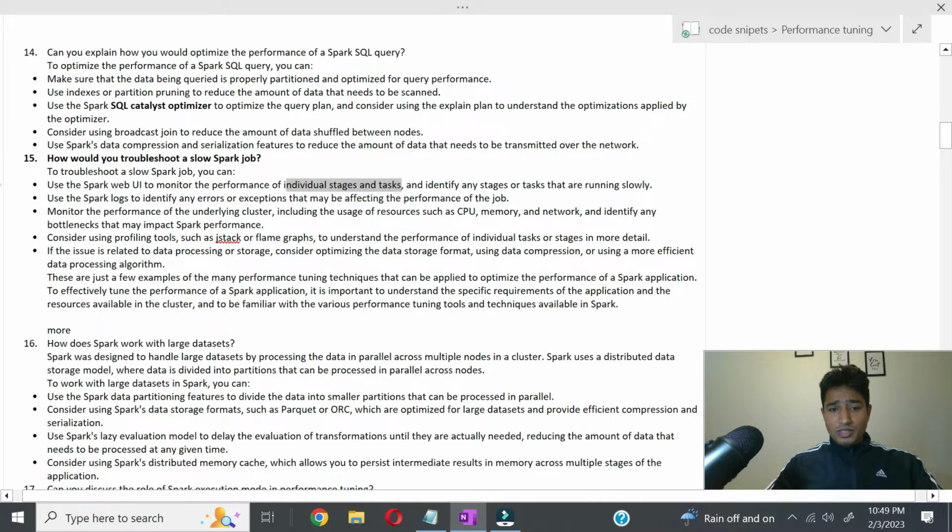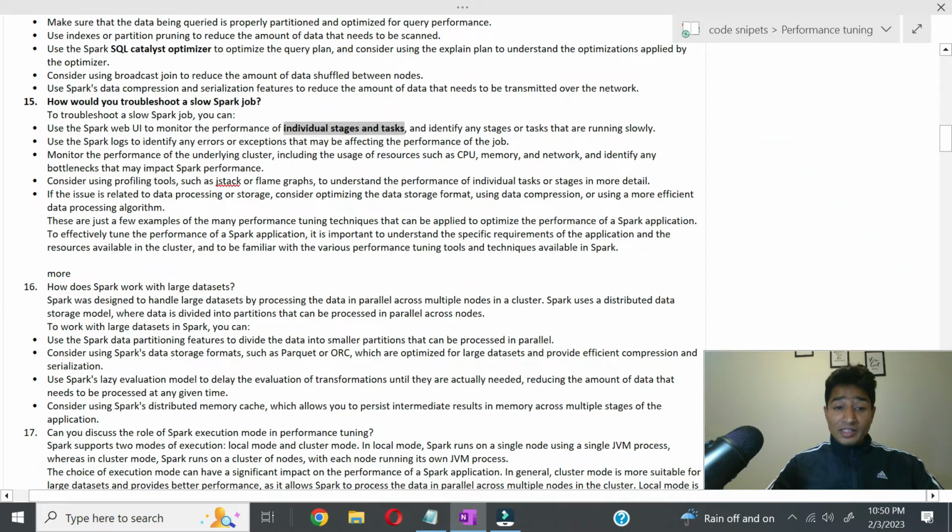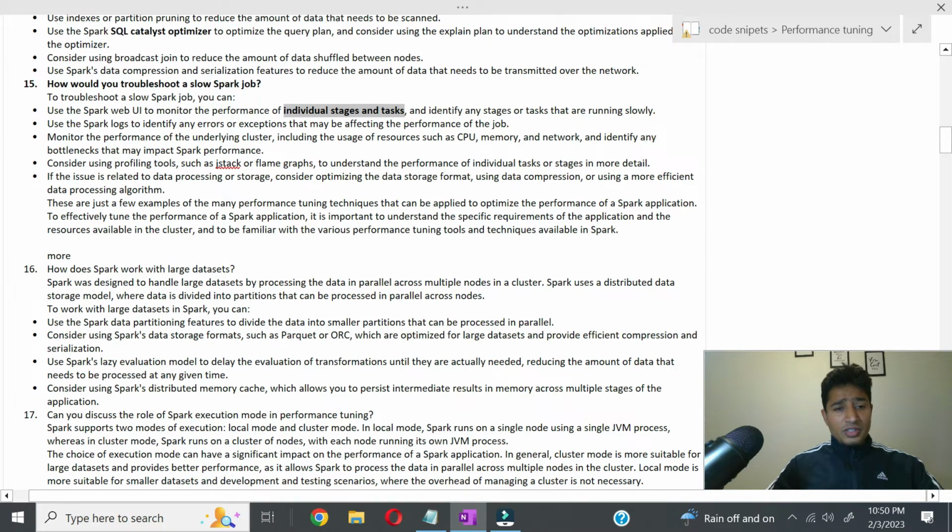So this one, individual stages and tasks, you can monitor in Spark UI and identify any stage or task that is running slowly. Use Spark logs to identify any errors or exceptions that may be affecting the performance of the job. Monitor the performance of the underlying cluster using CPU, memory, network, etc. Consider using profiling tools such as JStack or Flame Graph, or different tools available in the market, to understand the performance of individual tasks or stages in more detail. If the issue is related to data processing or storage, consider optimizing the data storage format using data compression or using a more efficient data processing algorithm, right?